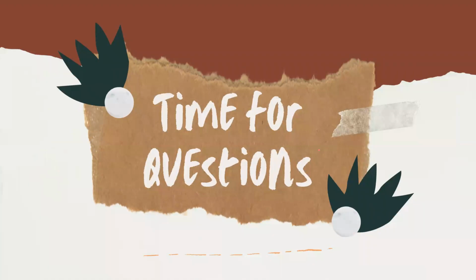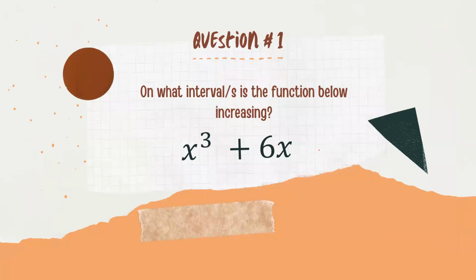Ayan. Now let's have our time for questions. For question 1, on what interval is the function below increasing? You may pause the video if you want to answer this first on your scratch paper. Pero pagka ganito po, para pag increasing, kailangan natin yung kailan positive yung first derivative. So, first derivative is 3x squared plus 6.